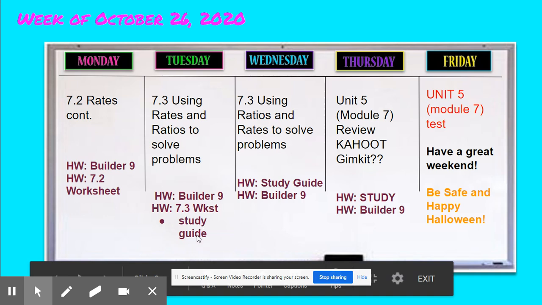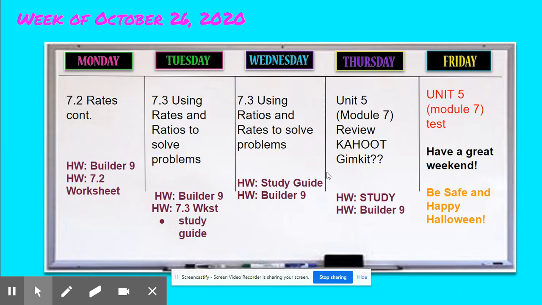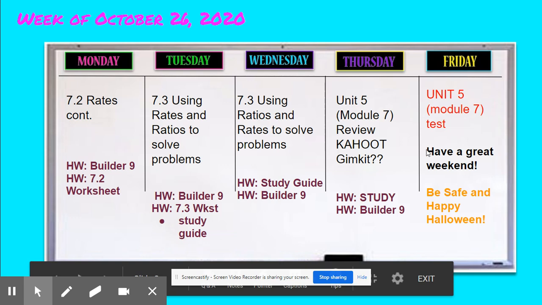Your study guide is supposed to be sent out on Wednesday. So it will be dropped on Wednesday. I'm sorry, that's a Tuesday. I don't know why I said Wednesday. And then you need to make sure it's completed by Wednesday for Thursday, because we're going to do a Kahoot and a Gimkit. And then Friday is your test.